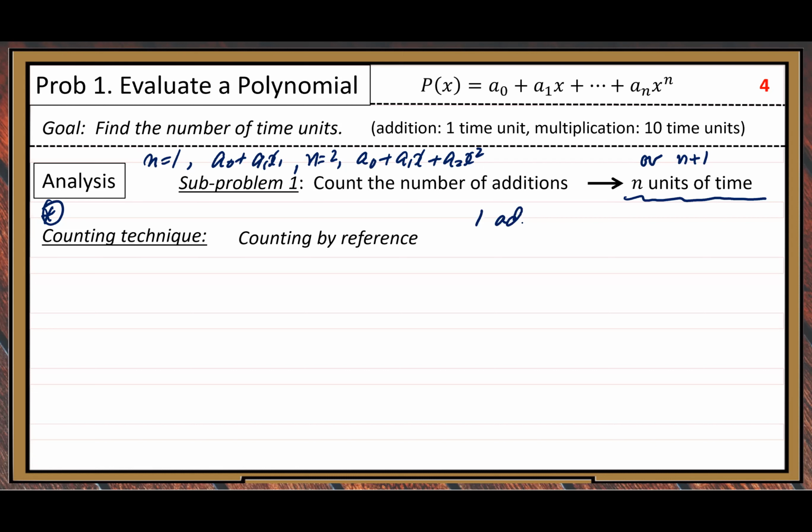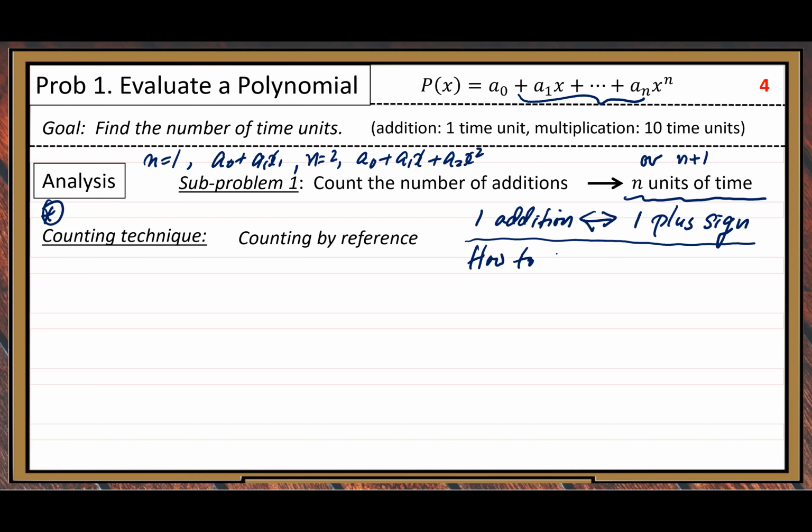One addition corresponds to one plus sign, right? When you see one plus sign, you do one addition. When you see two plus signs, you do two additions, and so on. So here we observe this property. But the question is, if we want to count the number of additions, we need to count the number of plus signs. The question is how to keep track of those plus signs.